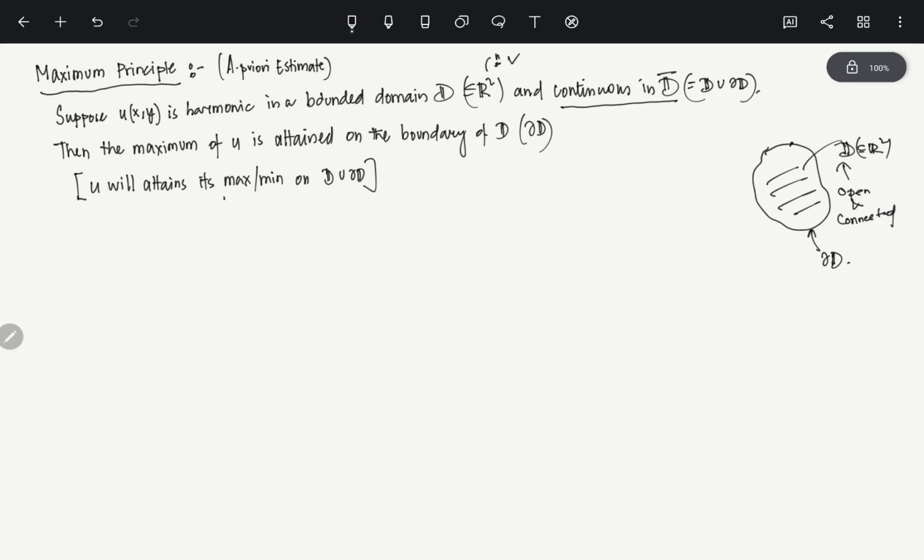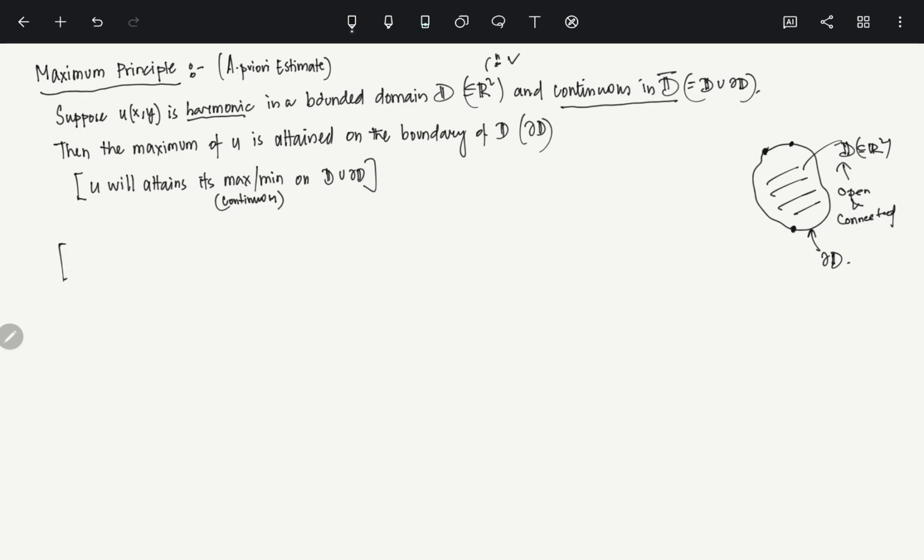This is the property of continuous functions, right? But the thing is, here the function is more than continuous. It is saying that u is also harmonic inside the domain, right? So what is so special about the harmonic thing? It is saying that the maximum will always be attained somewhere on the boundary. It can't be attained in the interior. Is it clear? Okay.